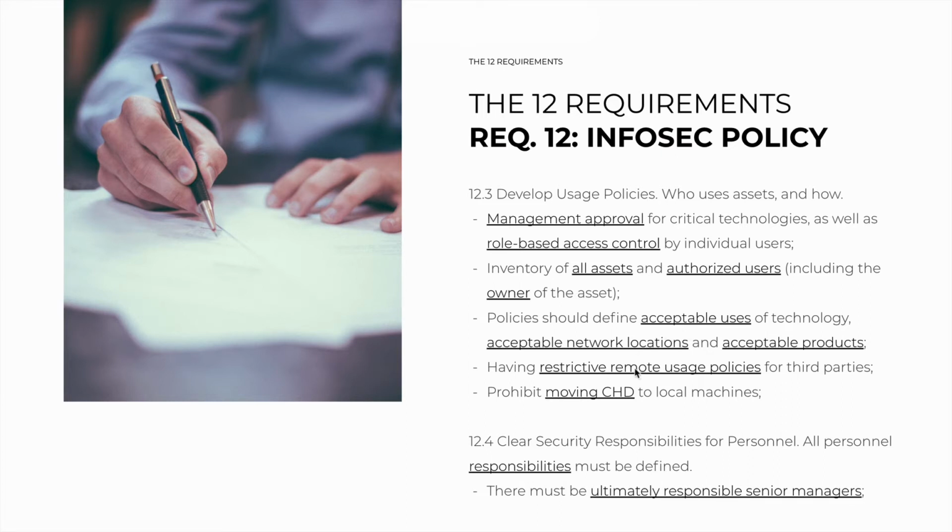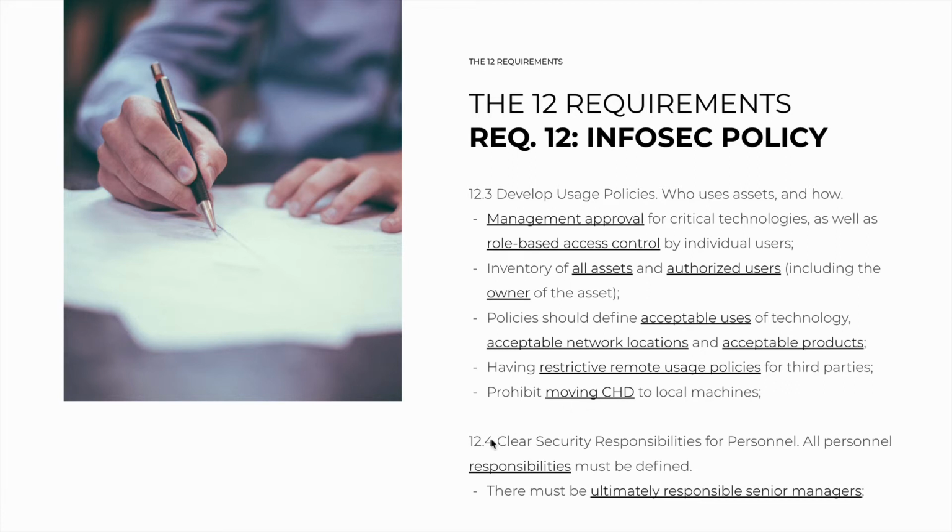Then, restrictive remote usage policies for third parties. This stems directly from requirement 7, need to know access. Third parties must have very specific logins that allow them to do very specific things and with very specific time durations. And then, naturally, prohibiting moving any cardholder data to local machines. In other words, an employee can't just copy credit card data to their work laptop to use as mock data to develop an app, for example, and take it home. Or if there are exceptions, there must be a very good reason for them.